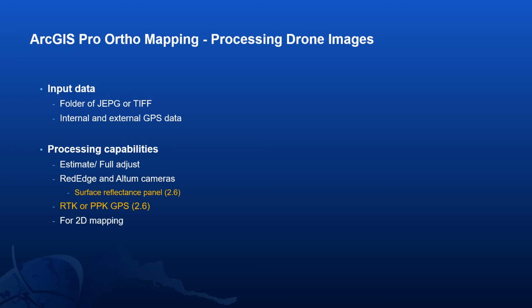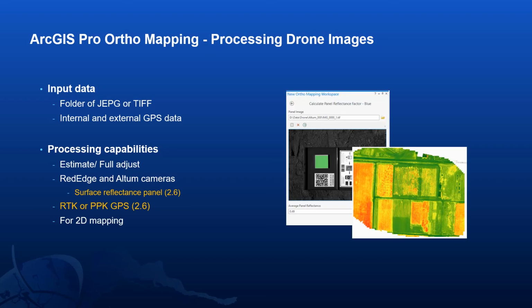Because drone images do not have orientation information, the processing will be slightly different from traditional photogrammetry processing. It first estimates image orientation at a coarse resolution and then performs adjustment at full resolution. With ArcGIS Pro, you can process red edge and autumn images. We handle band alignment during adjustment time.